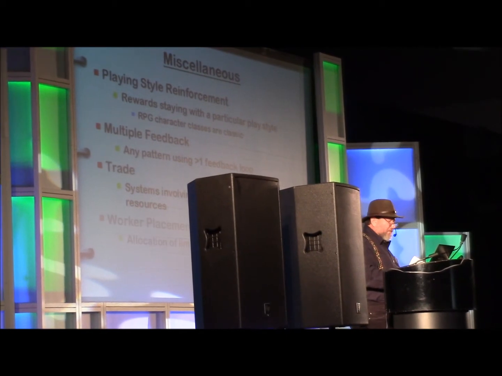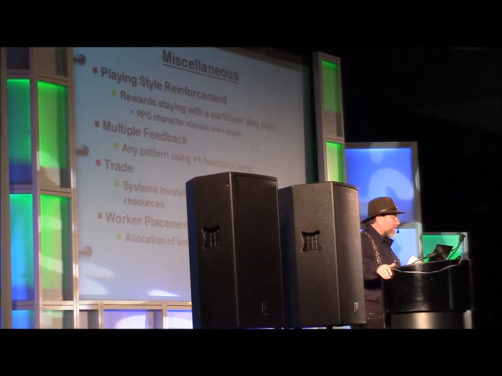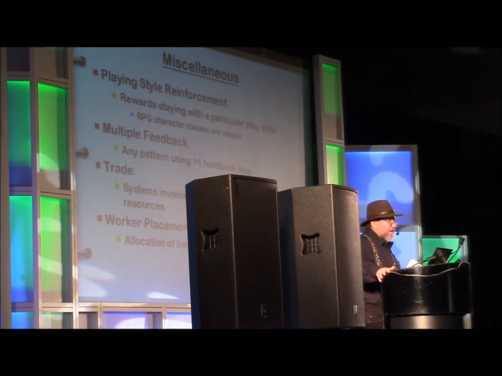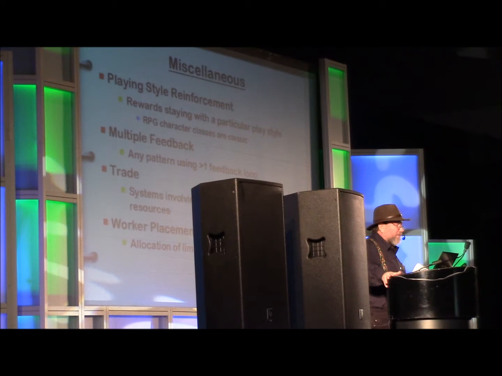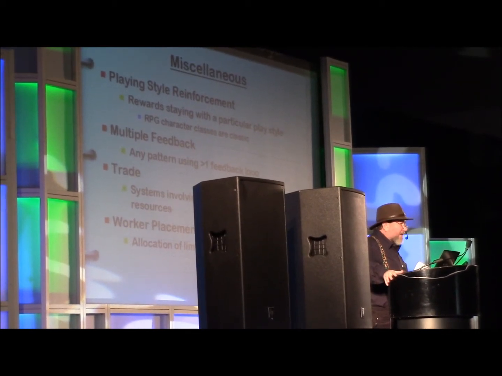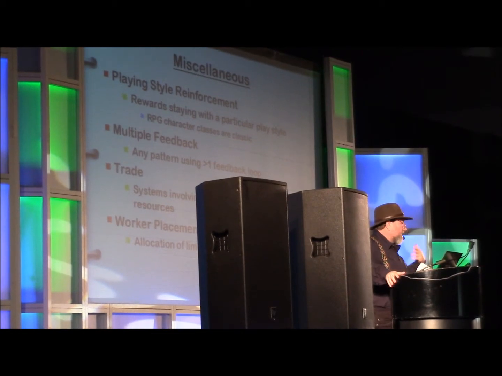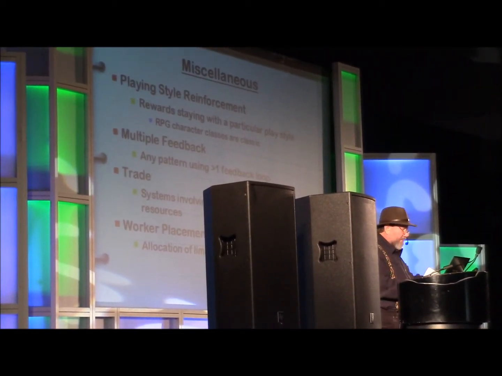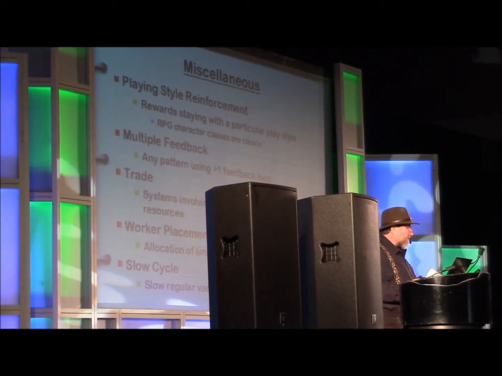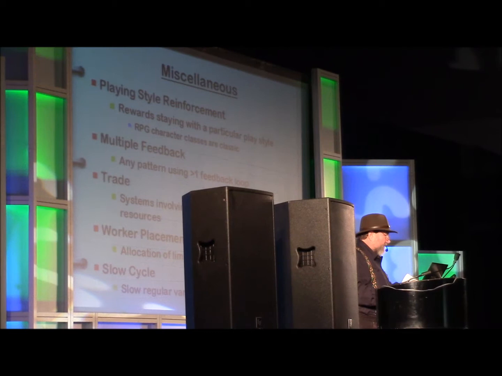Trading systems, of course, and worker placement: it involves allocating limited resources to a production task. So you've got a certain number of builders, and you have to decide where you're going to put them to build different kinds of things. That's a very common gameplay decision that we give people, and you can construct that pattern in Machinations and Illustrator.